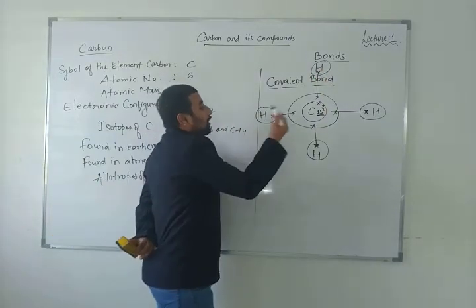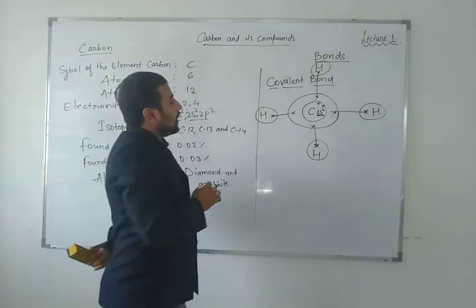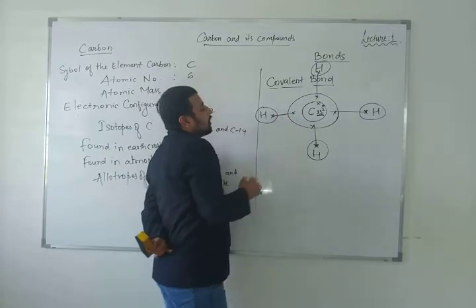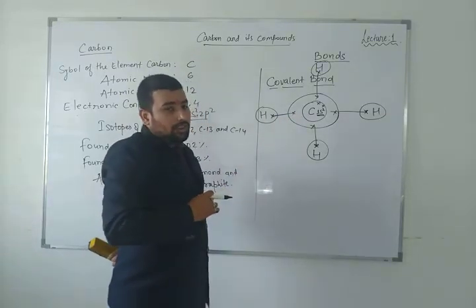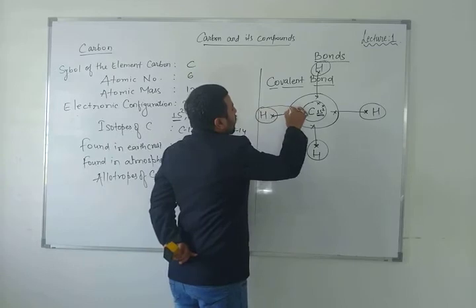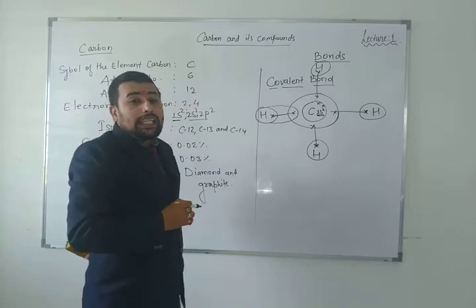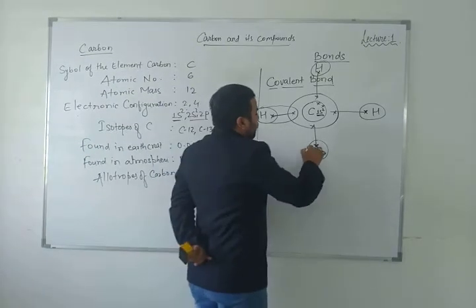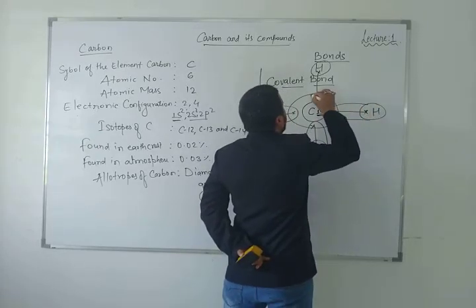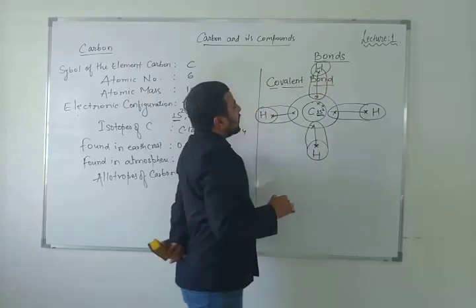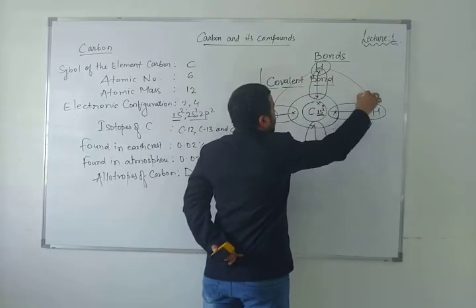Now hydrogen has not completely transferred. Hydrogen says, dear sir, if you want my electron, then you have to share your electrons. Why do you have to share? Because if you share 1 electron with me, then I will get a doublet and I will complete the helium configuration. So here carbon shares its 4 electrons with all the 4 hydrogen atoms, and the hydrogen atoms complete their duet and the carbon atom completes its octet.